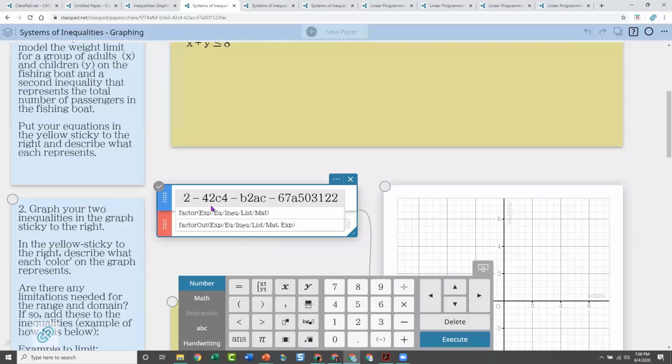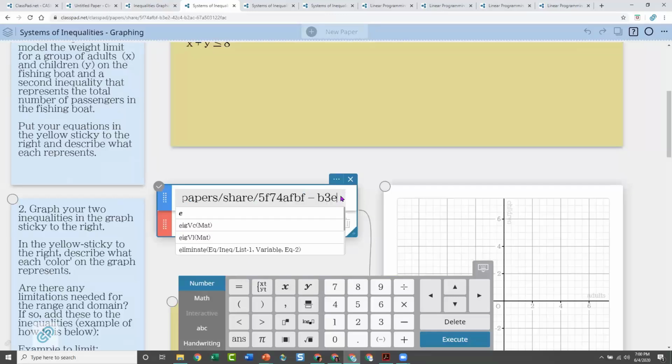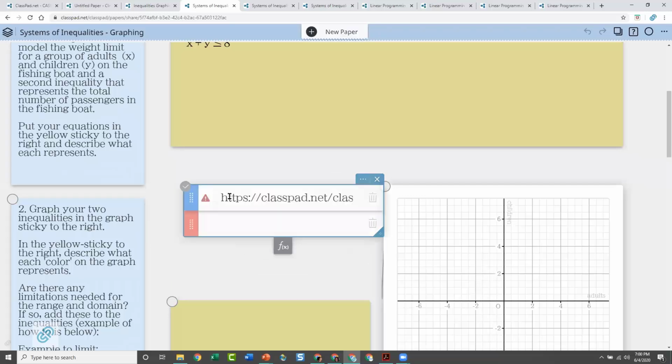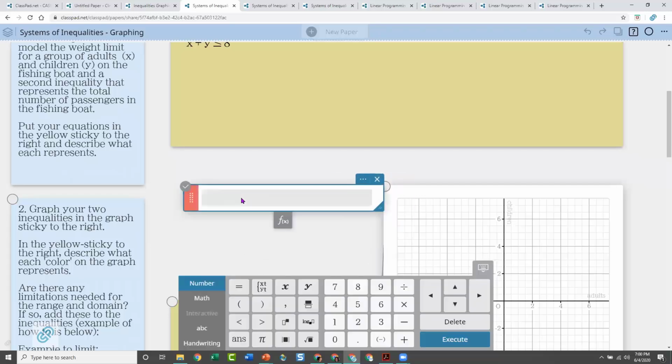Oops, that was not what I meant to do. I don't know what just happened there. Come on. All right, when all else fails, trash it and start over.